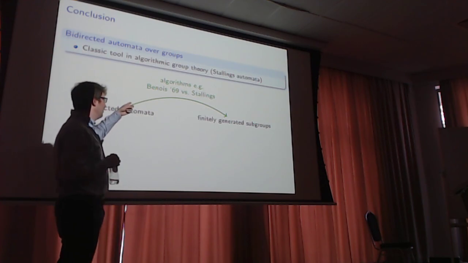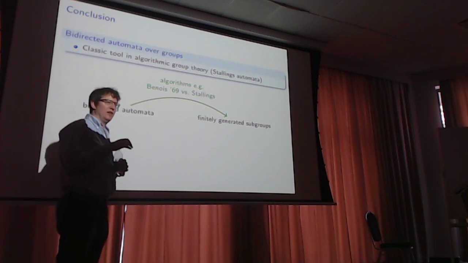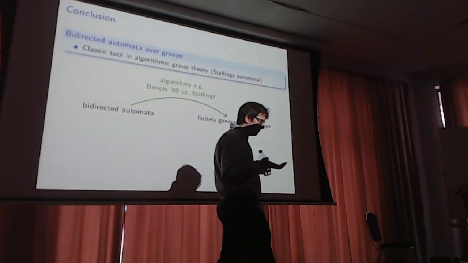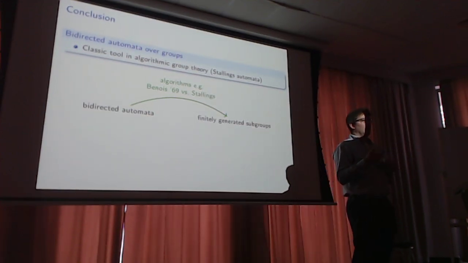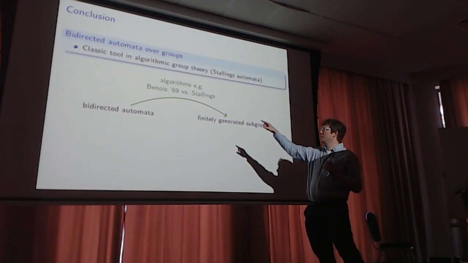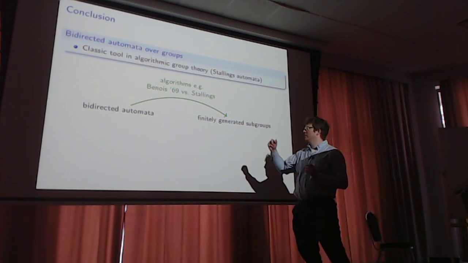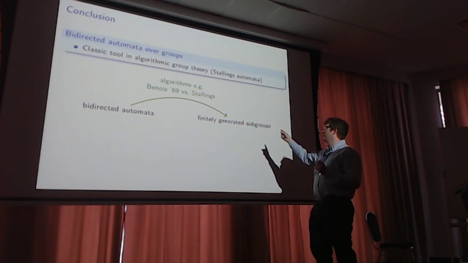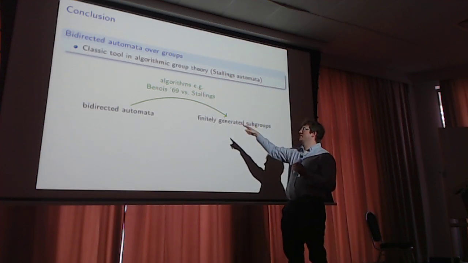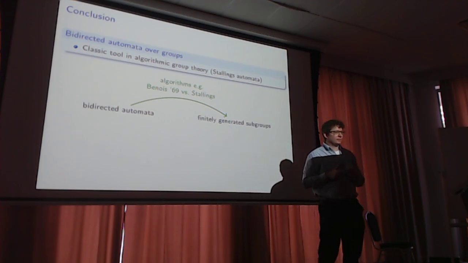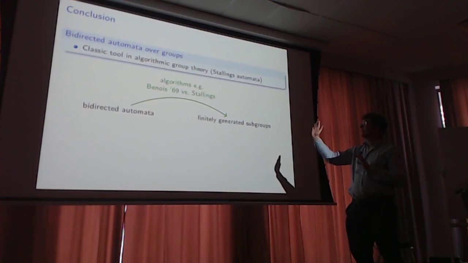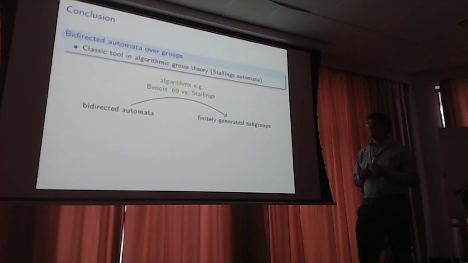There's a result by Benois from 1969 that shows if you have general automata, not necessarily bidirected, over a free group, then you can decide reachability there by a simple saturation algorithm. And it's the saturation algorithm we now know for pushdown automata. But he first came up with it for free groups. And so this was kind of an application of automata to finitely generated groups. And the same idea was then reinvented by Stallings in Stallings automata. There are differences between the two notions, but the idea of this saturation technique is essentially the same.